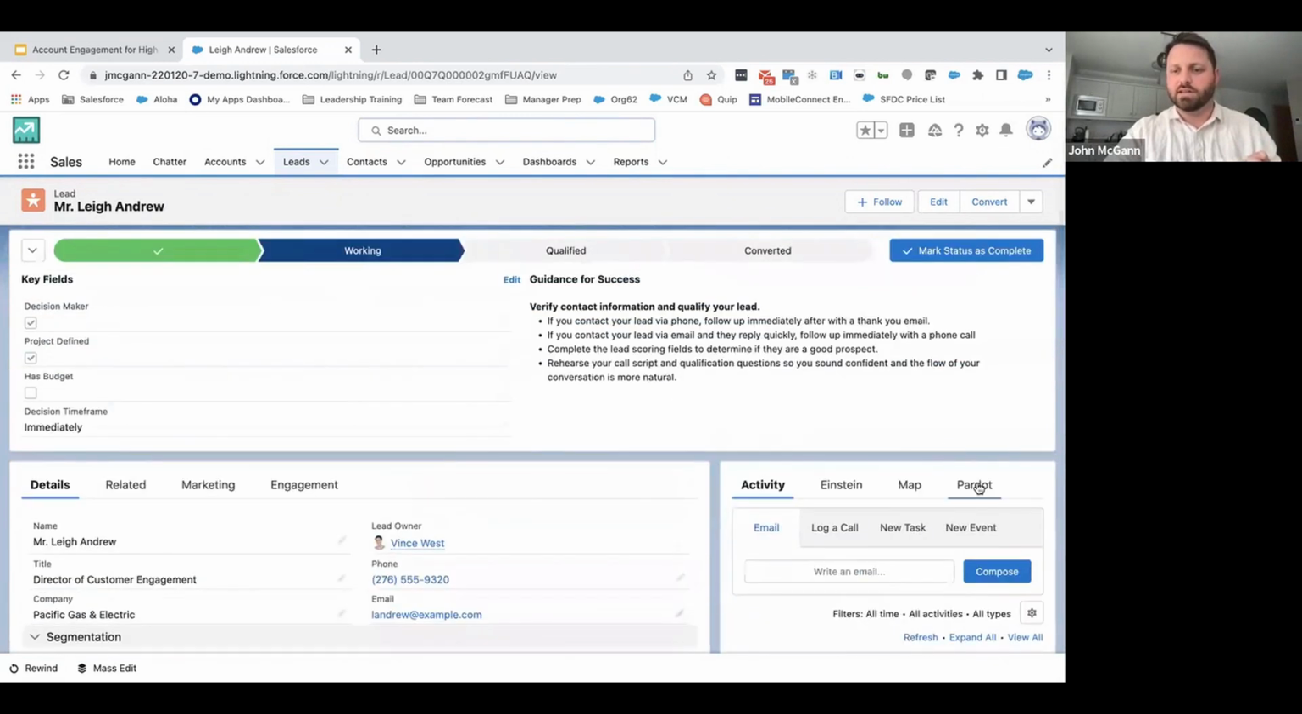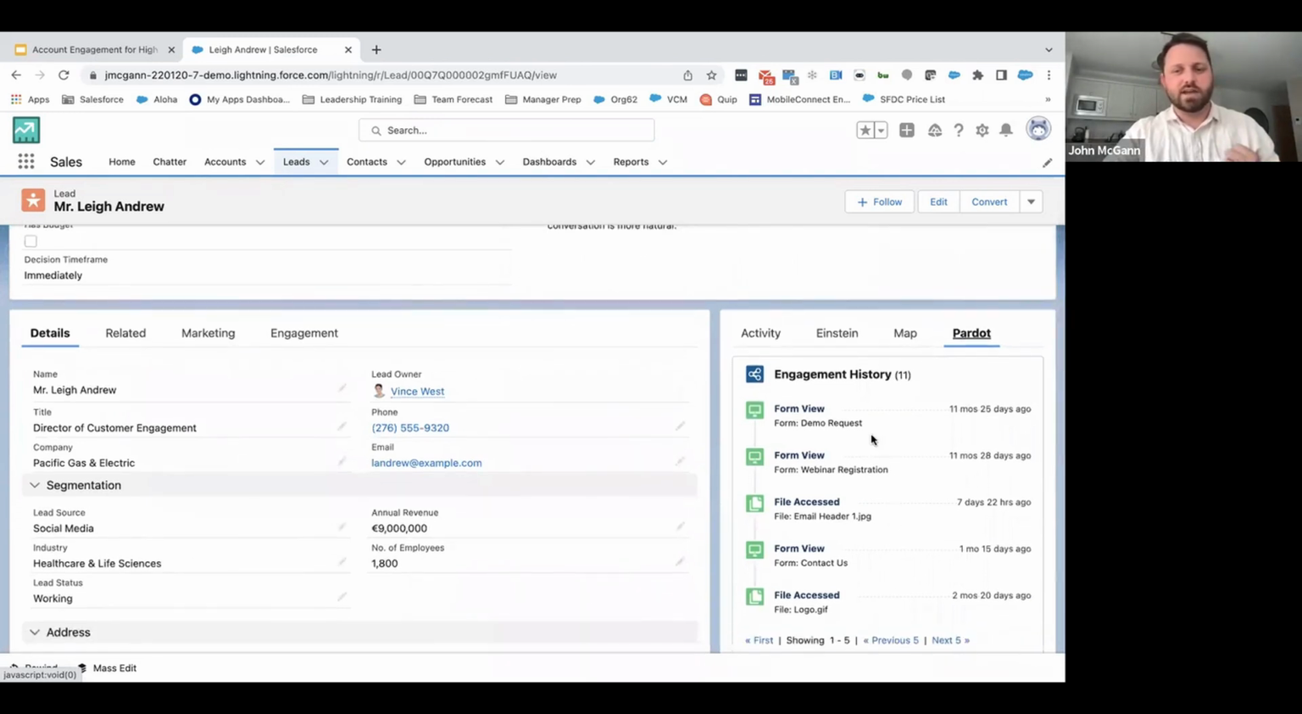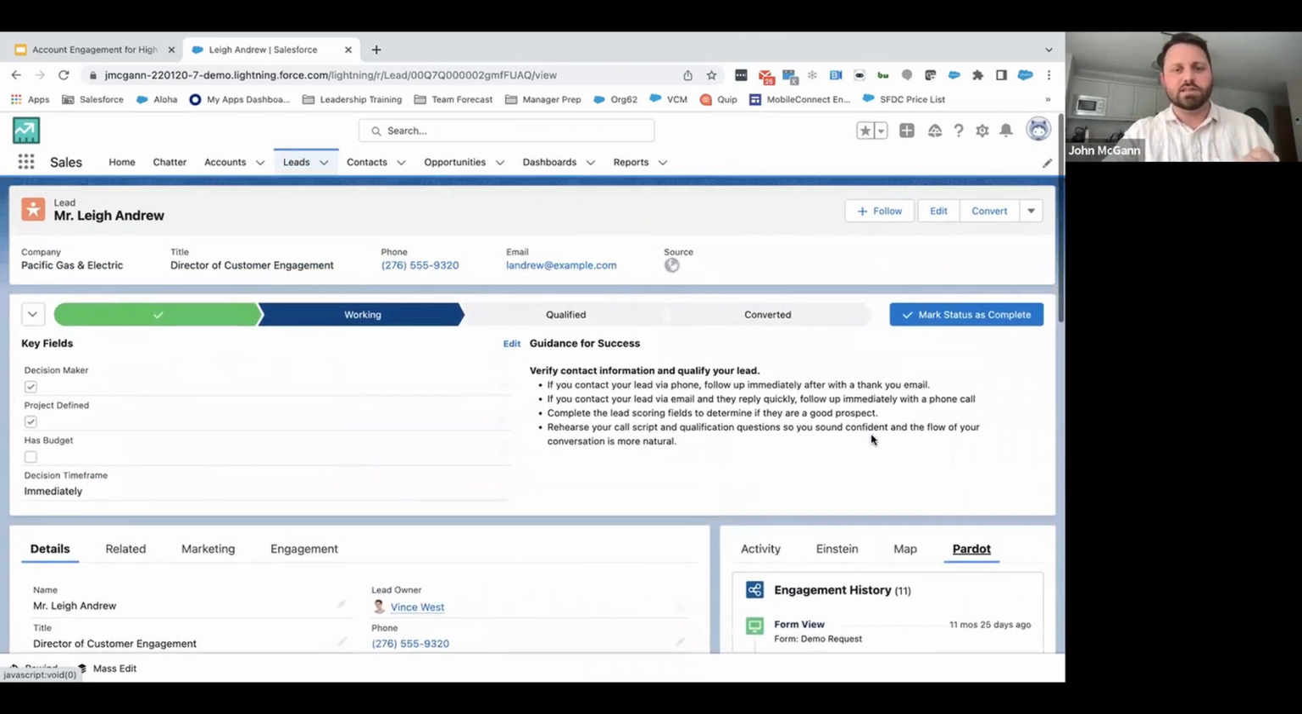But also what I can see here is a track of all of that engagement history in chronological order, of what assets he has been engaged in. So we can start to paint a picture of how we want to have this conversation with Leigh. I'm on the phone to Leigh. We have a good call. There is a project coming up. We actually have an event that's really relevant for him.